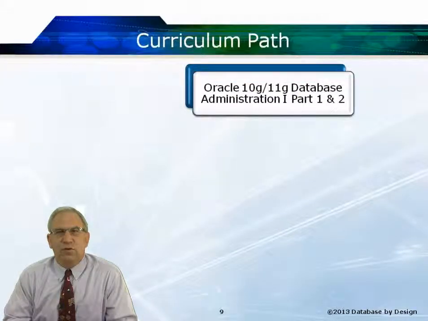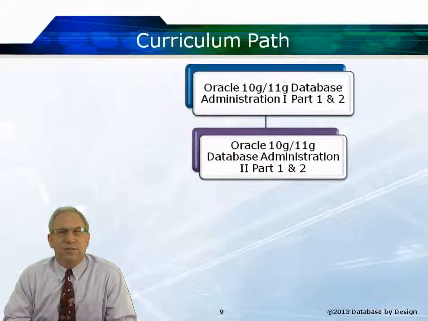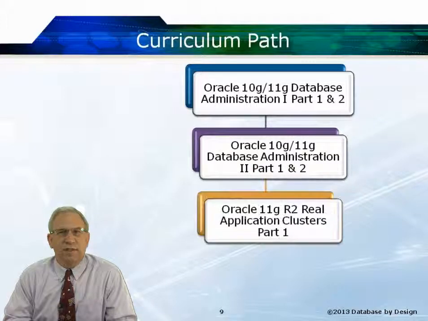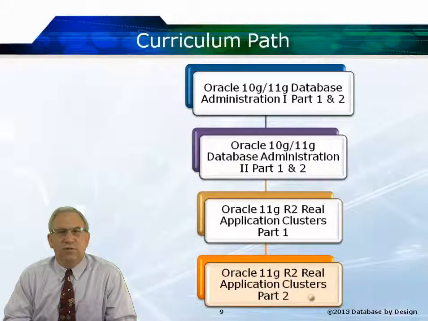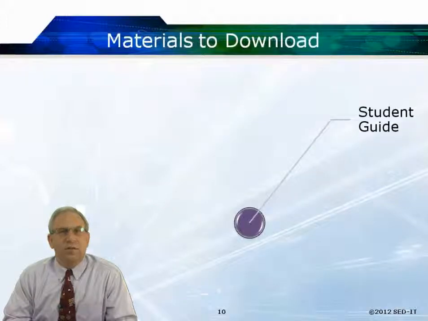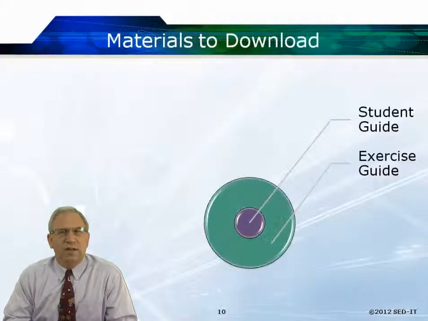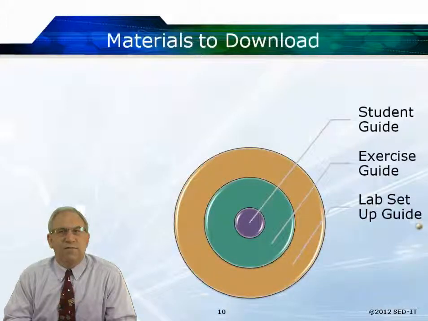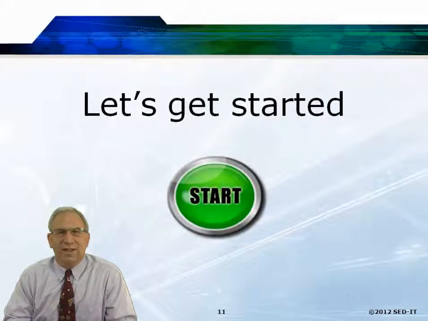The specific path for this course will be Oracle 10 and 11g Database Administration 1, Part 1 and 2, as well as Oracle Database Administration 2, Part 1 and 2, and then finally Oracle 11g R2 RAC Part 1. And then this course, which is Oracle 11g R2 RAC Part 2. The materials to download for this course will be the student guide as well as the exercise guide. And then finally you will have the lab setup guide. Okay, let's get started.